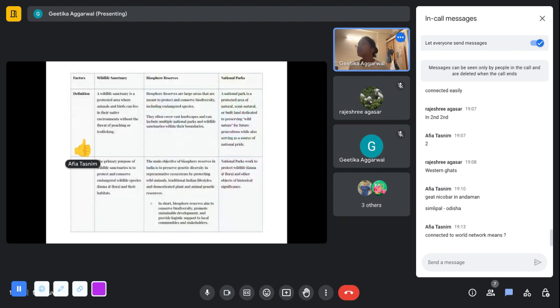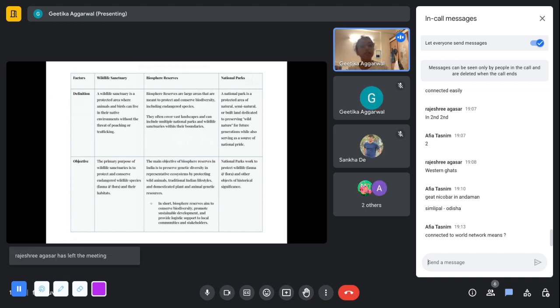Earlier I also used to get very confused between the differences between wildlife sanctuary, biosphere reserves, and national parks. I still do. So I would just like to point out the specific features that separate them from each other. A wildlife sanctuary is a protected area where animals and birds can live in their native environments without any threats of poaching or trafficking. And a wildlife sanctuary is smaller in size compared to biosphere reserves and national parks.